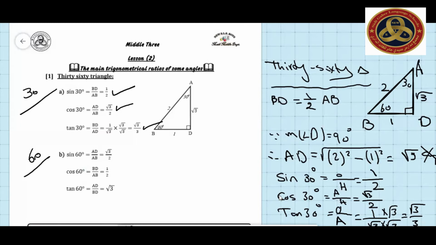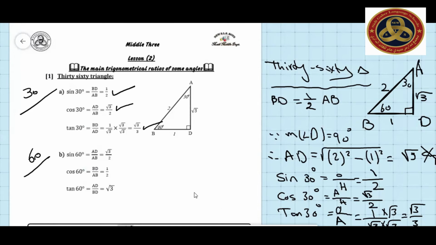We can get it from the same triangle. Sine 60 from the same triangle will be opposite over hypotenuse. It will be root 3 over 2. Then cosine 60 will be half, adjacent over hypotenuse. And tan 60 will be opposite over adjacent. The opposite of angle 60 will be root 3 and the adjacent will be 1. So root 3 over 1 equals root 3. This is the second angle. You understand it?